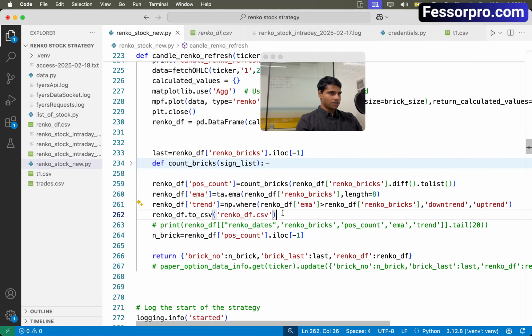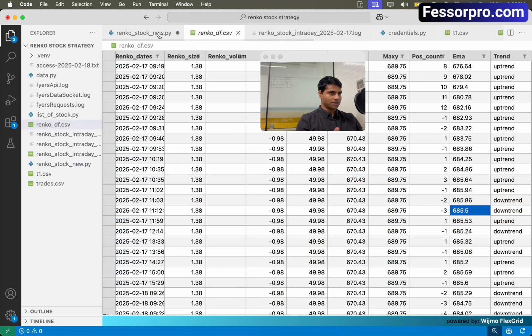I'm just saving this into the CSV file to show you. You can comment and uncomment this. And this is n brick. I'm just calculating how many bricks we have till now, and I'm returning this data. I'm returning three things. One is the number of bricks that I have till now. One is the last price, like what is the last brick price. And one is the Renko DF, this entire data frame that you see, I'm sending it here.